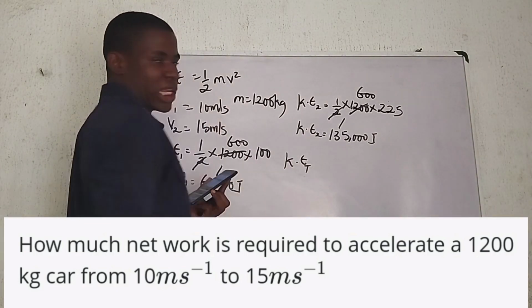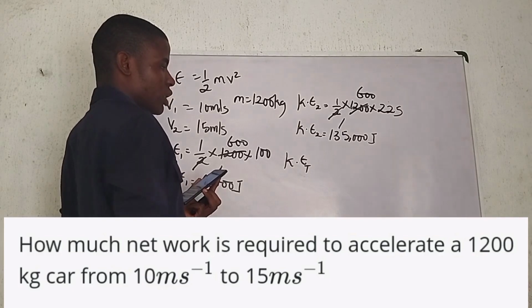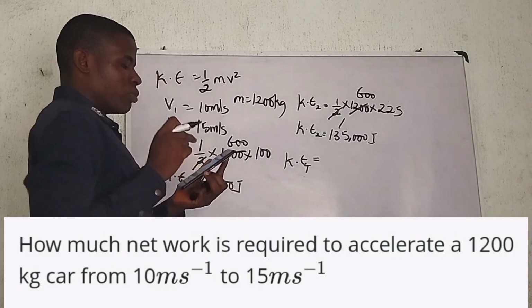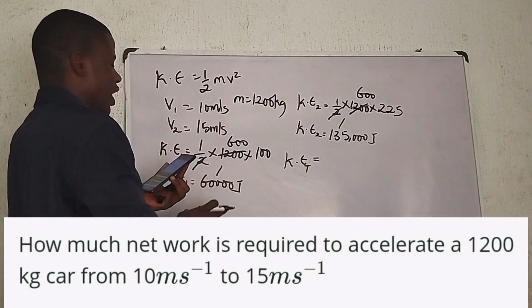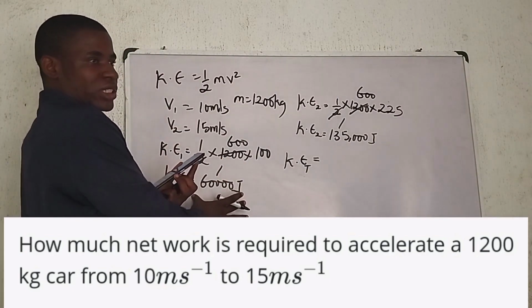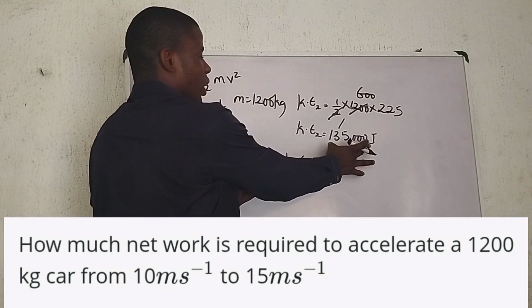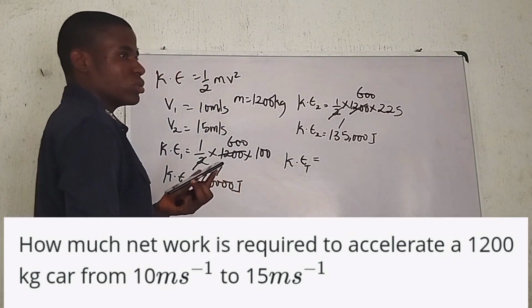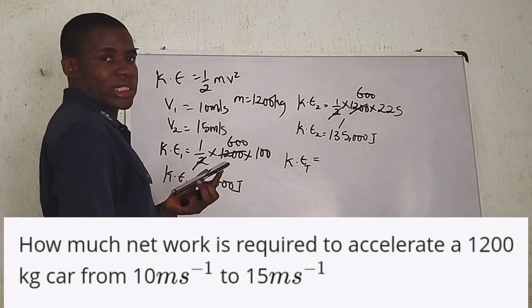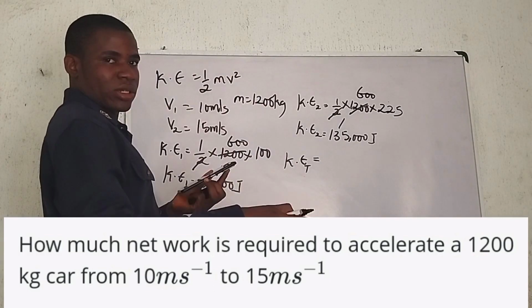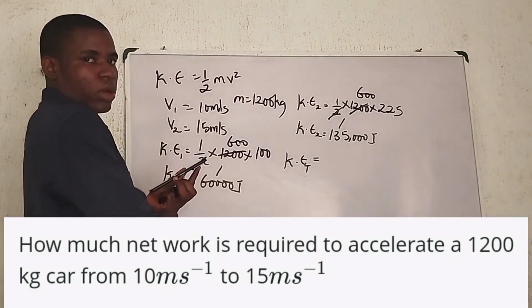So they asked us to calculate the net work, and listen, energy is also work. So that's the net kinetic energy. Does it make sense? That will be required to accelerate, that's to move the car moving with what? That has 60,000 joules, to when it will be having 135,000 joules.